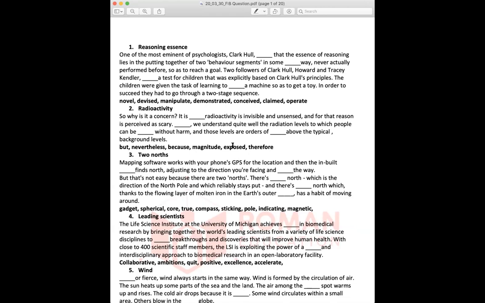I am not going to pick but and therefore, definitely, because they are used for connecting ideas. Nevertheless is already gone. Because is already gone. Exposed is already gone. So my answer should be magnitude. Orders of magnitude. Now, maybe you do not know this, but orders of magnitude is a collocation. And what they're trying to say is the magnitude, or that means the value, is above the typical level. Magnitude actually means the amount, a number, or value of something.